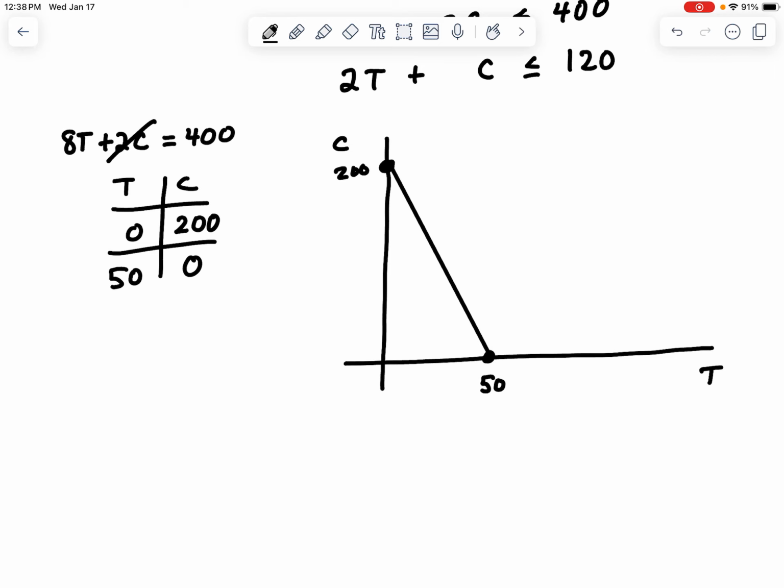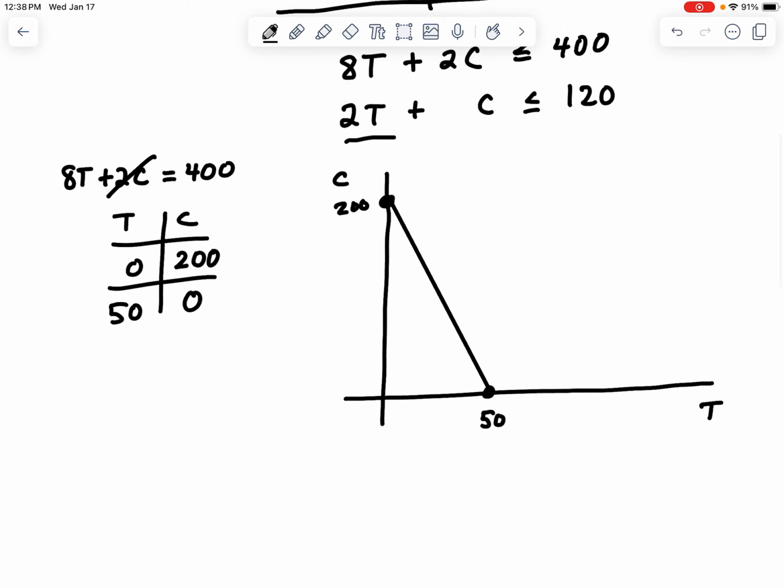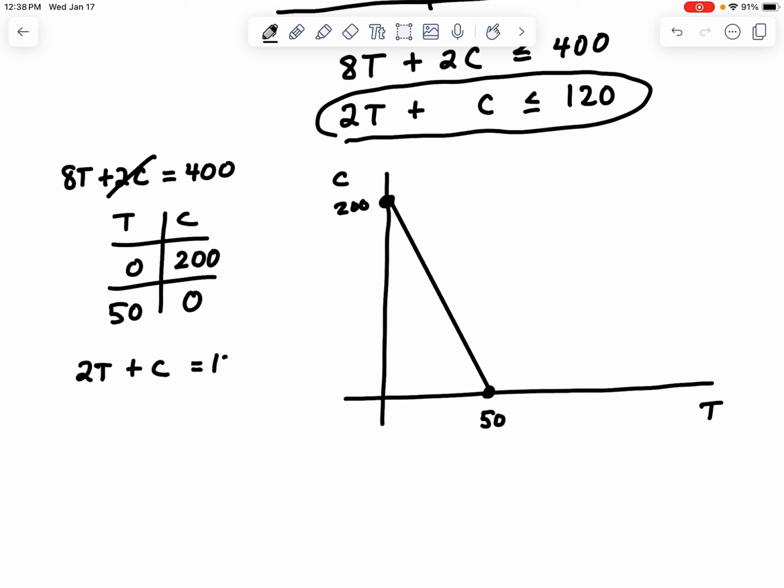All right, then for the other equation, so this one right here. So just make it an equation first of all, 2t plus c, and then set it equal to 120. And again, make a little table of values. And it's easiest if you just say, well, what if t equals 0? Because then this would be gone, and then it would just say c equals 120.